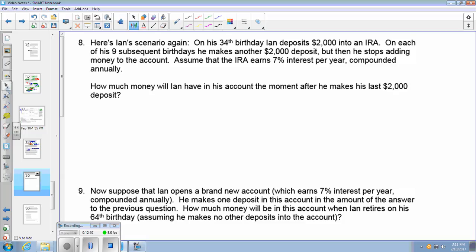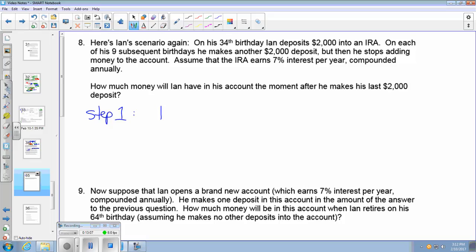So here's Ian's scenario again. On his 34th birthday, Ian deposits $2,000 into his IRA. On each of his 9 subsequent birthdays, he makes another $2,000 deposit, but then he stops adding money to the account. So we're going to assume that the IRA earns 7% interest per year, compounded annually. All right, so how much money will Ian have in his account the moment after he makes his last $2,000 deposit? So this is our step 1.